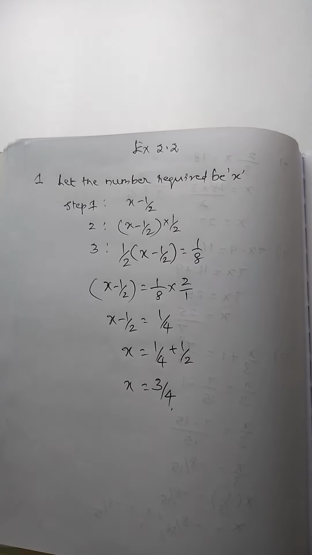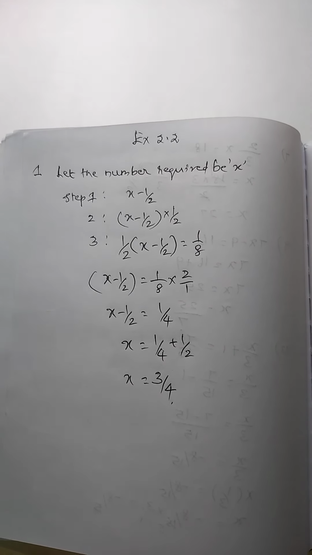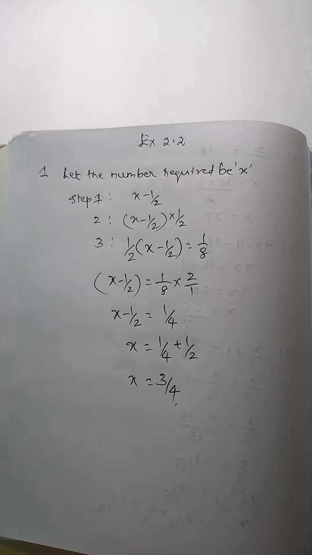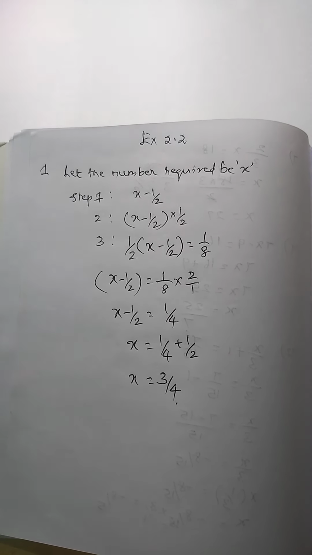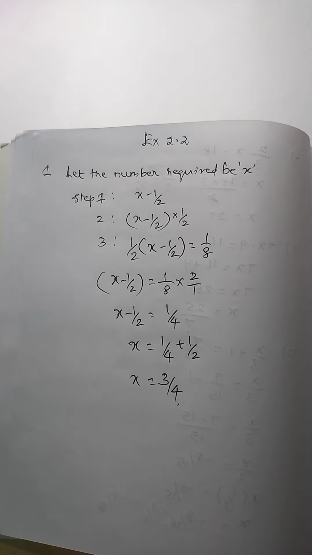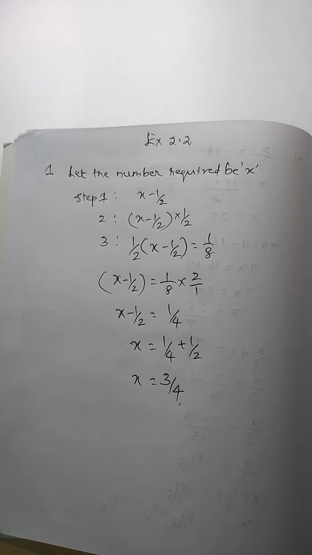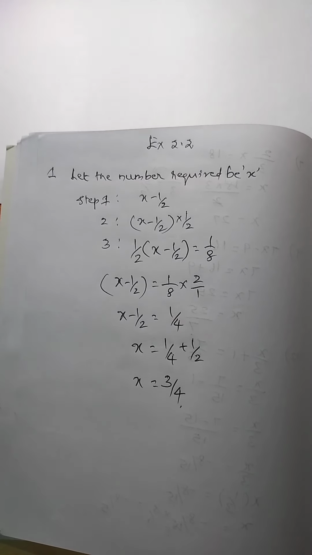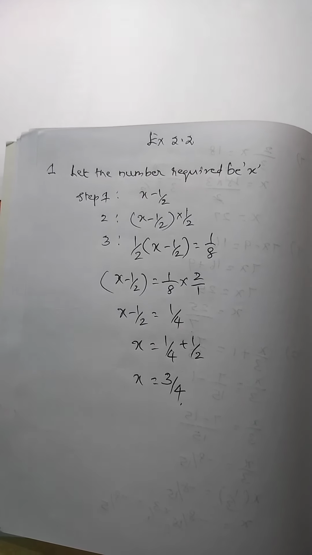If you subtract 1 by 2 from a number and multiply the result by 1 by 2, you get 1 by 8. What is the number? Let us take the unknown number as x. We can write it as: the number required be x. You are supposed to subtract 1 by 2 from it. So the first step goes like this: it is x minus 1 by 2.